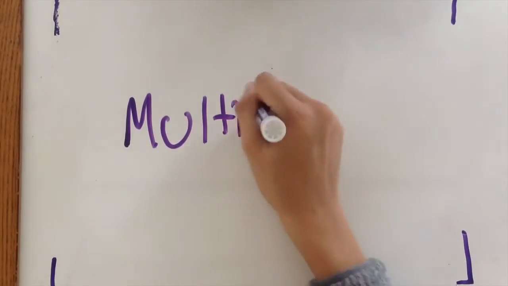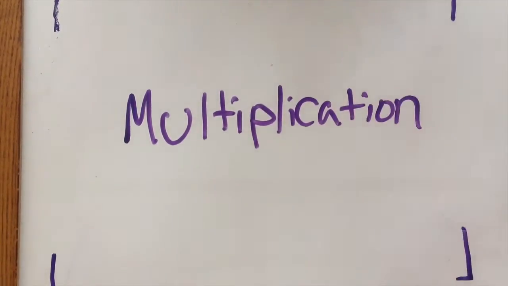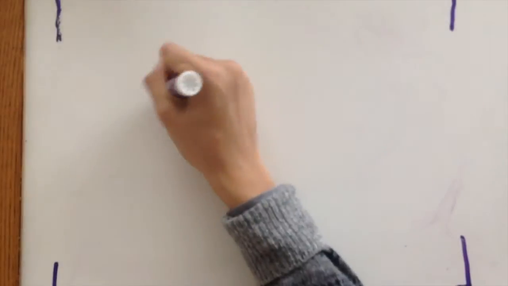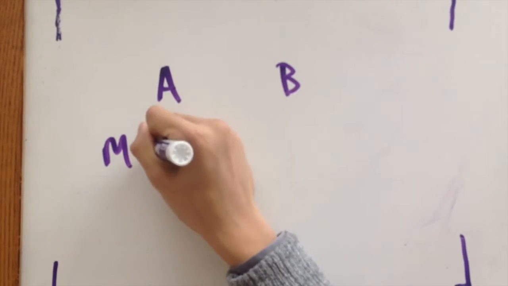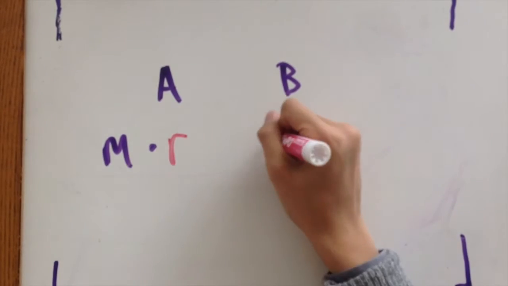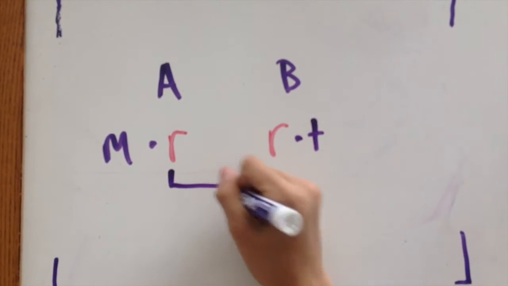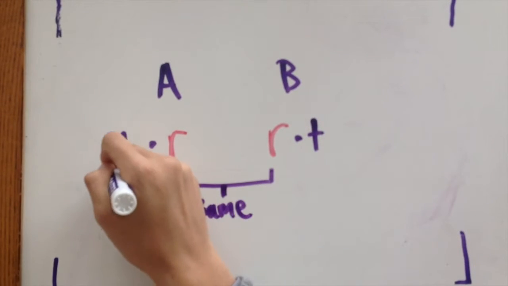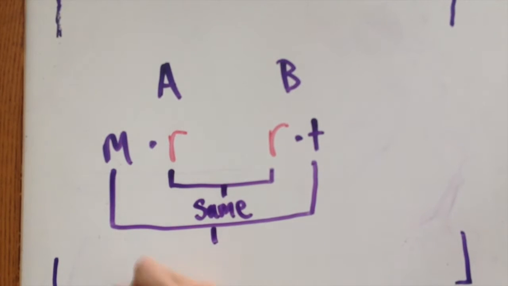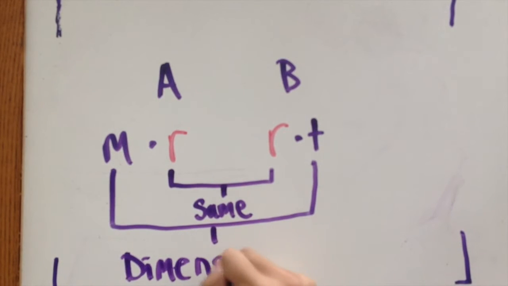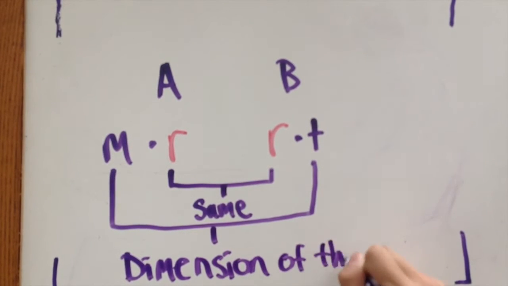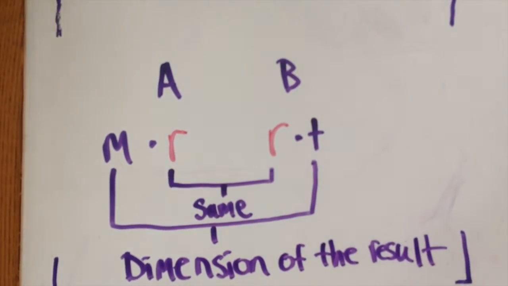Our next stop is multiplication. Two matrices A and B can be multiplied if and only if the number of columns in A is equal to the number of rows in B. When you multiply these two matrices, the resulting matrix AB is an M times T matrix.